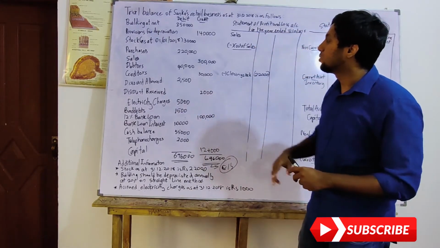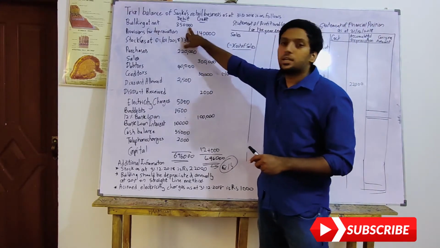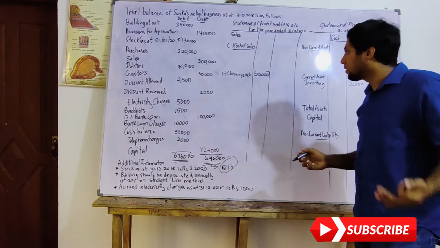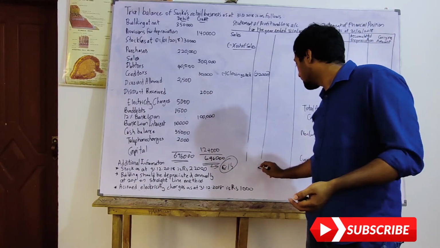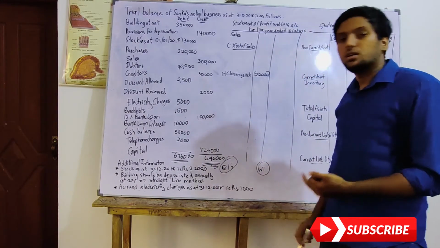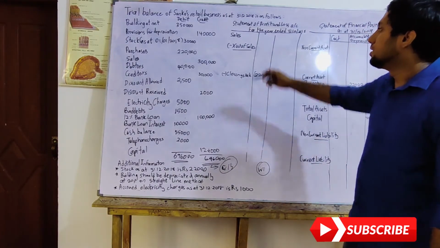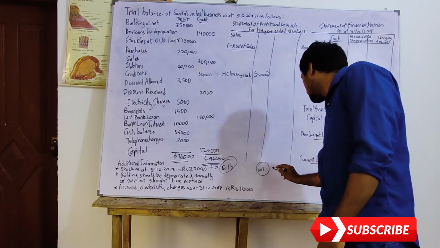First of all, I need to know the cost of the building. Building at cost is how much? 350,000. As I don't find much space here, I'm going to do the working here. Working number 1, which is going to be very convenient for me. So building at cost is 350,000.